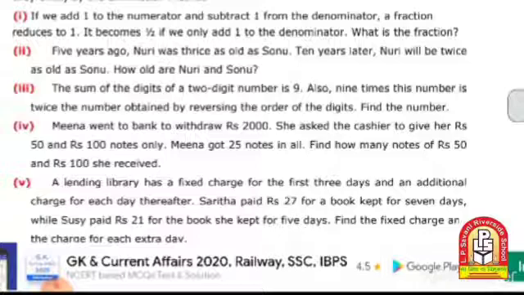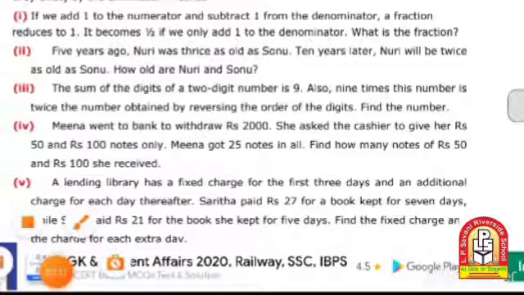And after that, the sum of the digits of a two-digit number is 9, and also 9 times this number is twice the number obtained by reversing the order of the digits. Find the number.